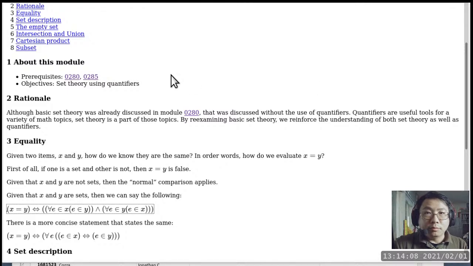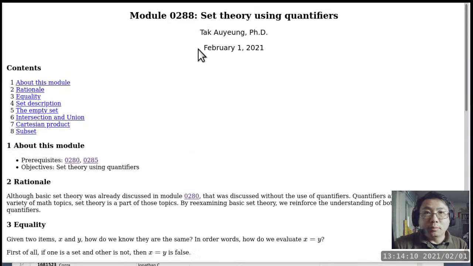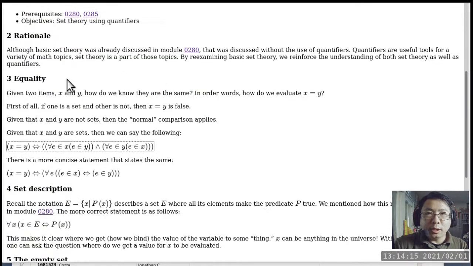All right, so we are now in module 0288. The first part is, how do we know whether two items are the same or not? How do we define equality, especially if each one is a set? The first thing is, if one is a set and the other one is not, then x equals y is false. That's easy to understand because they are not even of the same type. Things not of the same type cannot be the same.